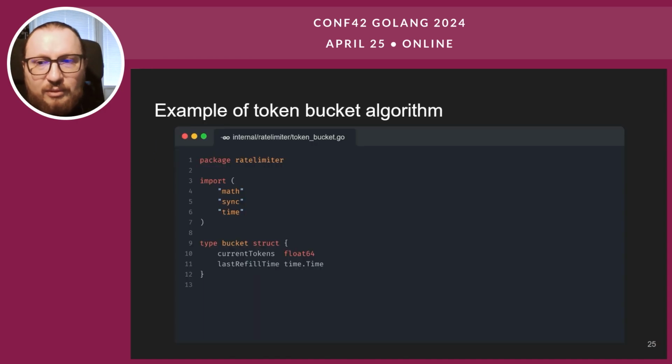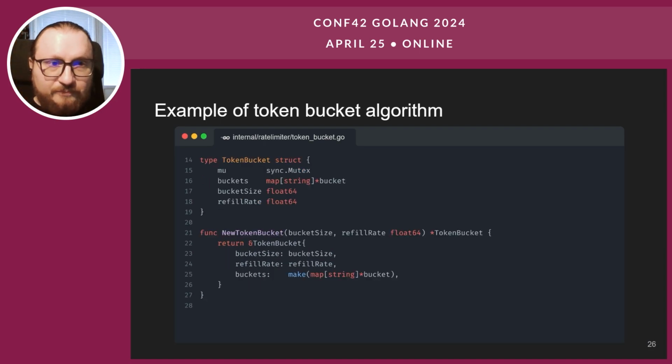For the example, I implemented the rate limiter logic in a separate package. Here I use the bucket struct as a token bucket. It has two fields: current tokens, which is the number of tokens currently in the bucket, and last refilled time, which is the last time the bucket was refilled.